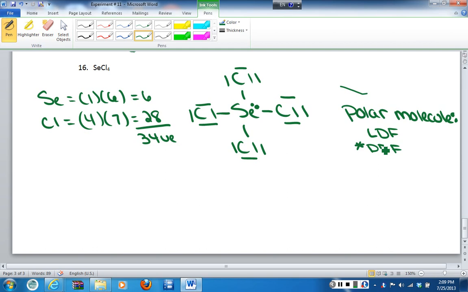So with these intermolecular forces, it's very important that you're able to determine molecular polarity. You have to be able to draw Lewis structures, and in some instances you have to be able to draw the 3D shapes. So make sure that you're very proficient in all of those things.